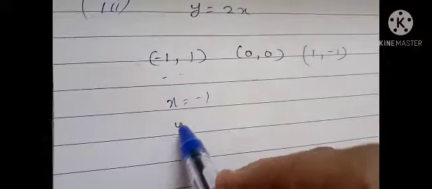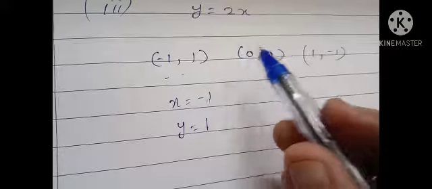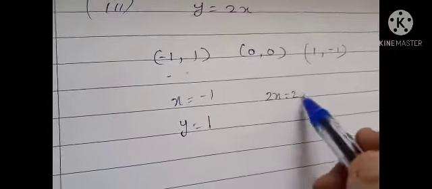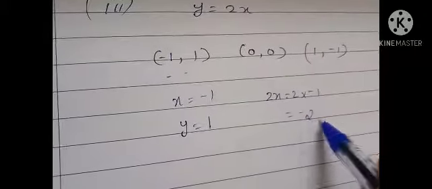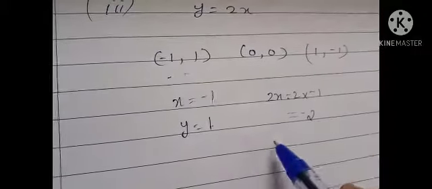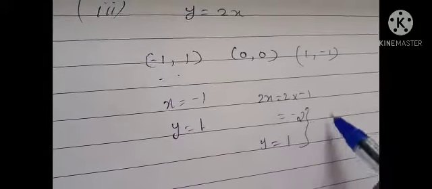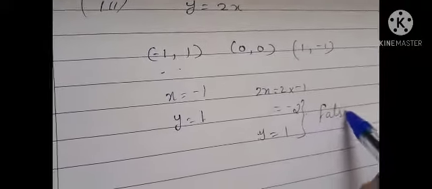Choice y equal 2x. So we can check that by the first solution, x equal negative 1, y equal 1. Then we have to check whether y equal 2x or not. That means we can find 2x, that is 2 into negative 1, that is negative 2. Here y is 1. These two are not equal. So we can say it is false.